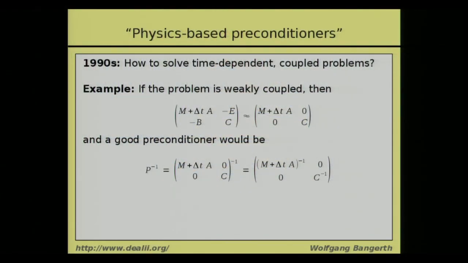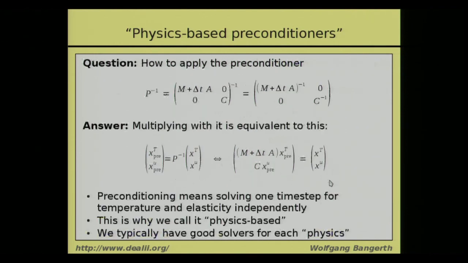So given this sort of consideration, if I say that B and E are small, then I may be able to approximate this matrix by something where I just drop these off-diagonal terms. And that would suggest that maybe a good preconditioner would be that I drop these off-diagonal terms, and I just take this matrix like it is and take it to the -1. And that means that I would have to take the inverse of this block and the inverse of this block. So let me consider what that actually means when I take this as a preconditioner.